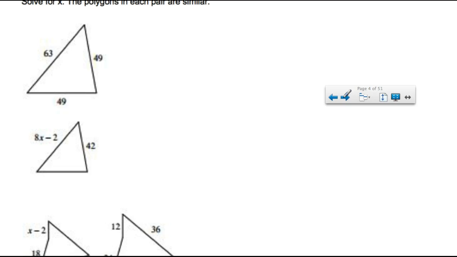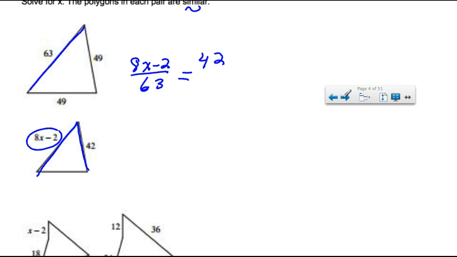And now we're going to bump up the difficulty a little bit by throwing a couple algebraic expressions in the mix, but it does not change the process at all. Again, they tell me these are similar, which allows me to set up a proportion. I take 8x minus 2 and its corresponding length, the long side over there. I grab another pair of corresponding sides. I've only got this one. That's got to go on top because I'm going this way. And I put that over 49.